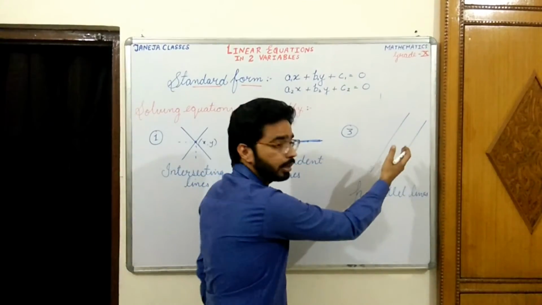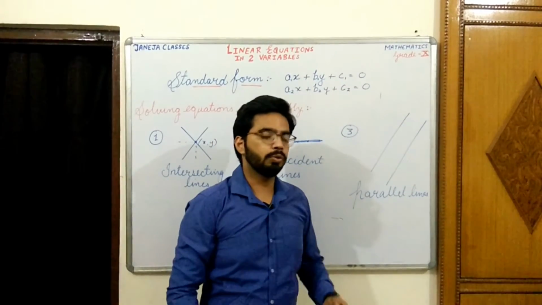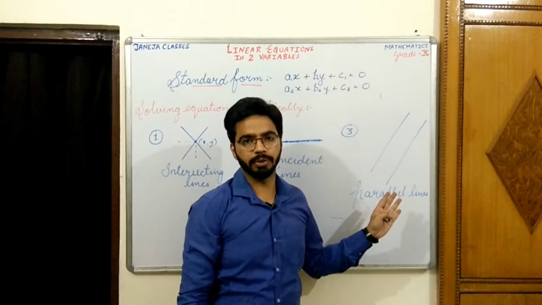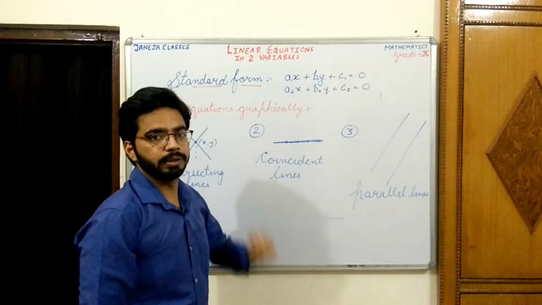The third is parallel. Here there is no common solution, that's why we are not able to find any solution in this type of equation. Okay, this is all about the graphical method.